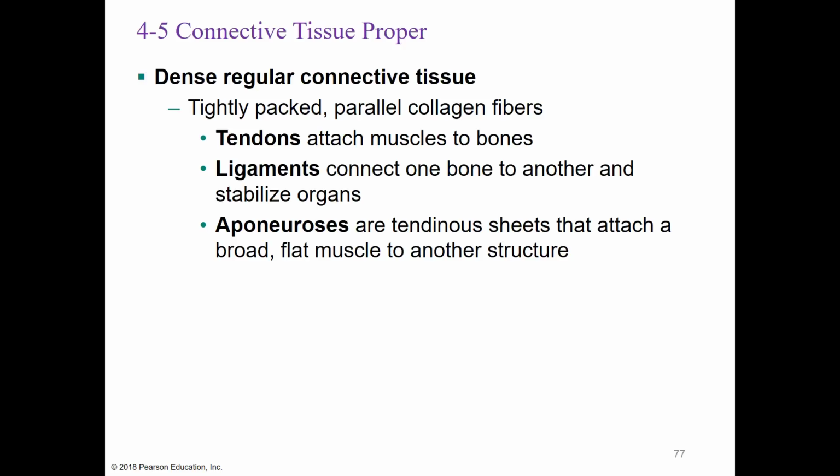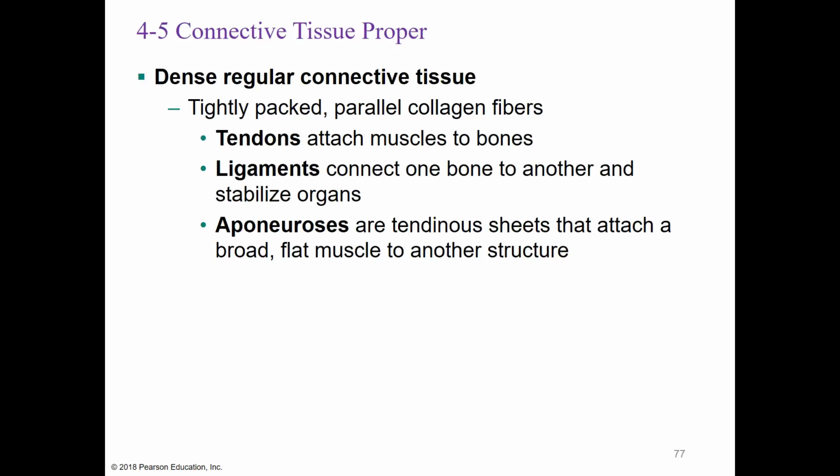Dense regular connective tissue is tightly packed and all of the collagen is parallel. So that means nice and neat, and every collagen fiber runs in the same direction. So it's a regular pattern, which is why we call it regular. We're going to find this in tendons that attach muscle to bone. We're going to find it in ligaments that connect one bone to another and help to stabilize organs.